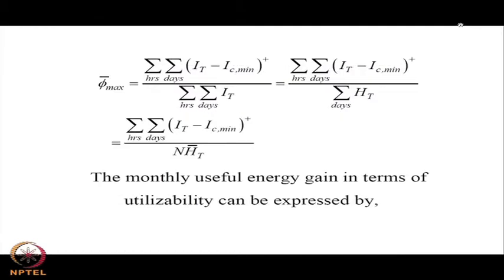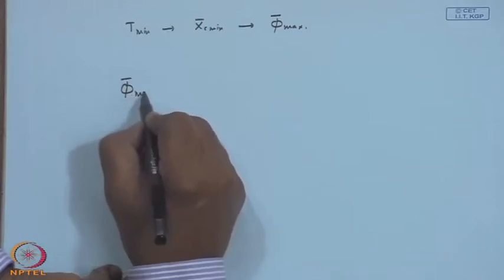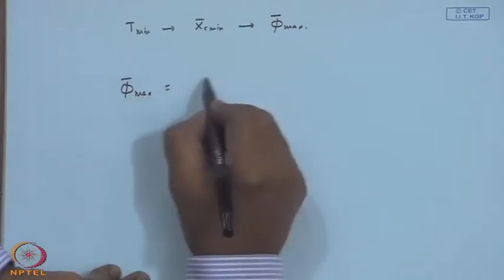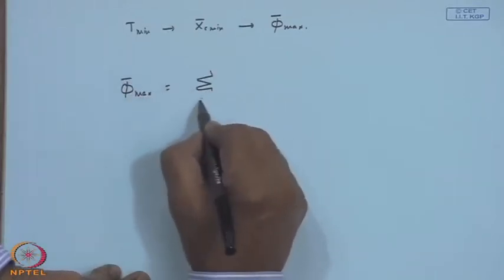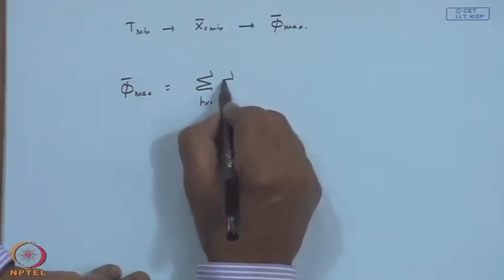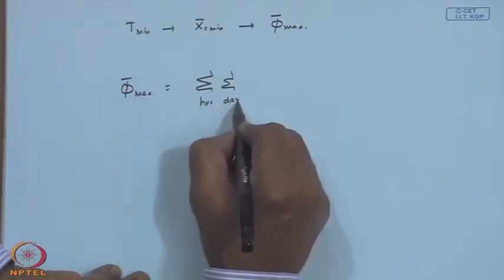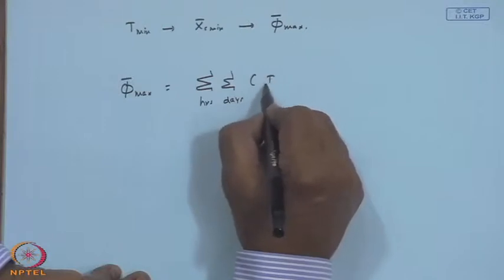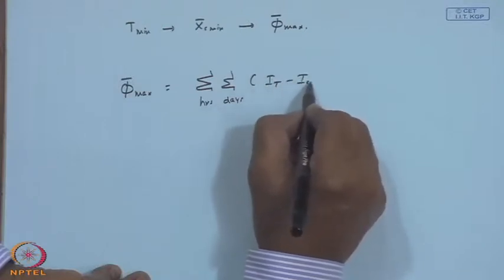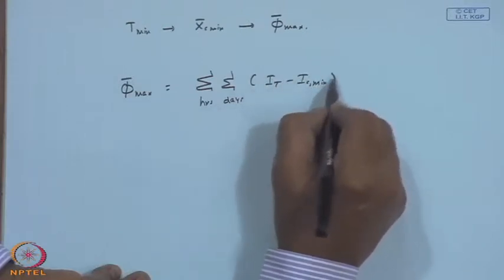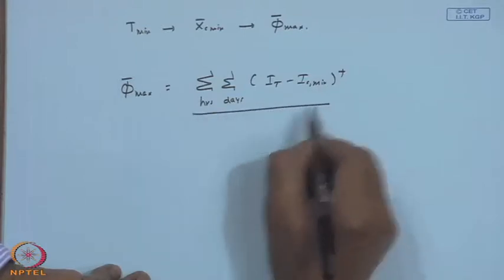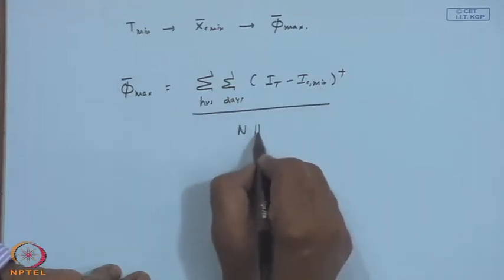So, you can rewrite this equation. I will write down just the last one. Phi bar max should be equal to summation over hours over days I t minus I c min, plus, divided by n times h t bar.